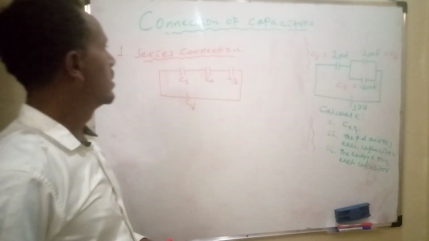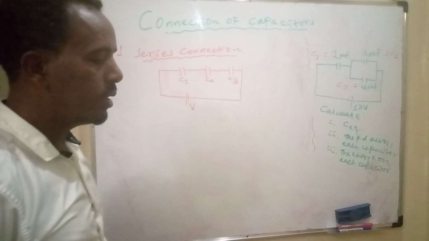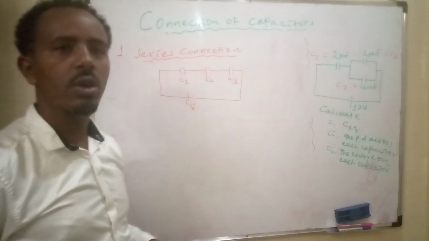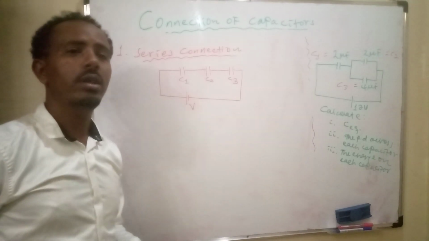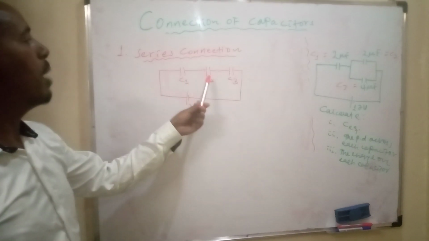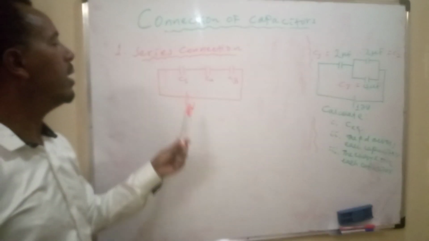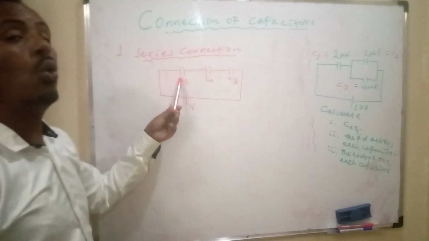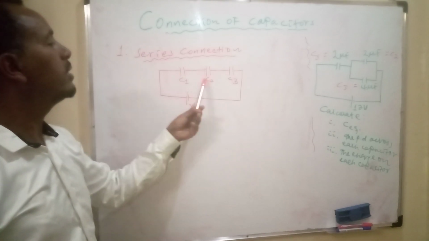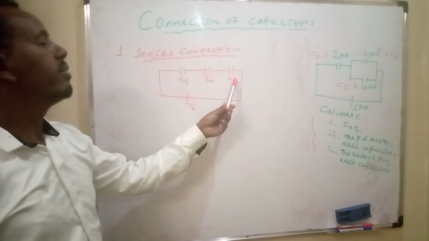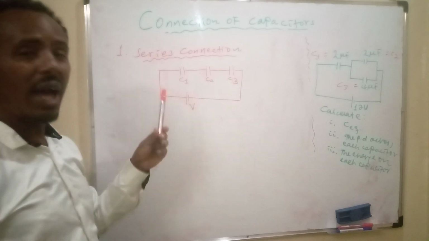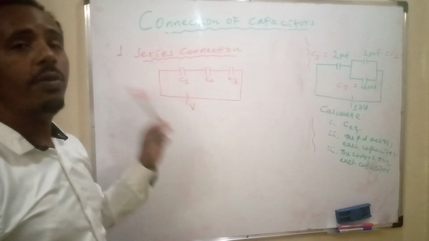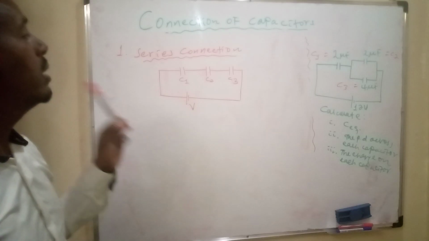Connection of capacitors. Capacitors can be connected in two different ways: series connection and parallel connection of capacitors. When capacitors are connected in series, just like this, capacitor 1, capacitor 2, and capacitor 3 are connected in series within the source or the battery, the charge on capacitor 1, which is equal to the charge on capacitor 2, which is equal to the charge stored on capacitor 3. Charge stored on each capacitor is equal if the capacitors are connected in series.